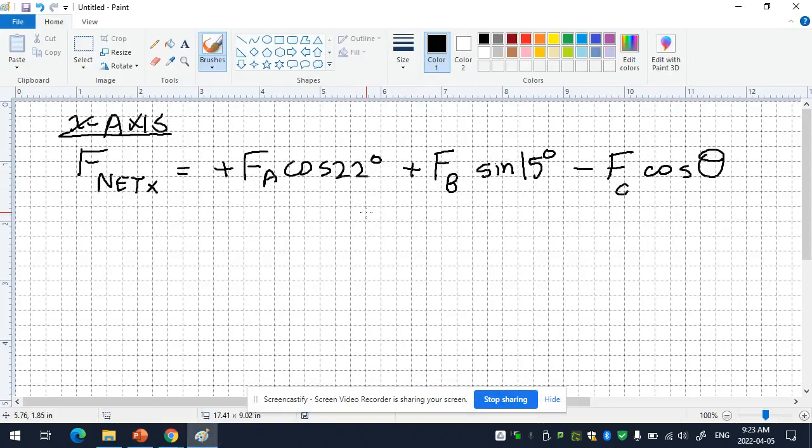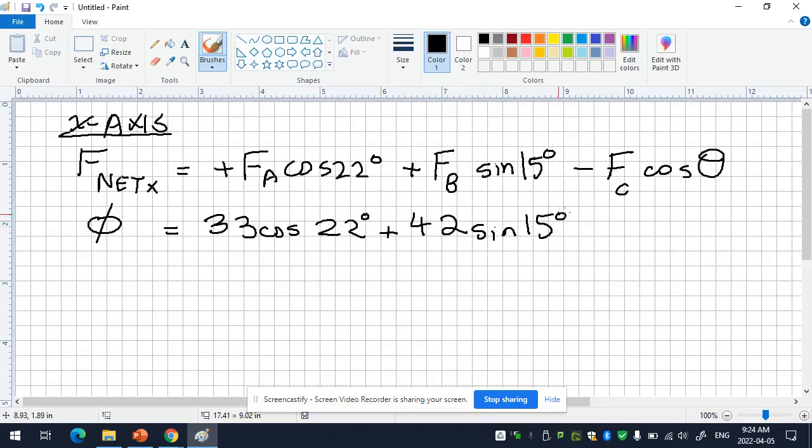How much is F net on the whole thing? The whole problem has how much F net? 0, which means it's 0 on the x and 0 on the y. Great. 0 equals FA. How much is FA? Magnitude, 33. 33 cosine of 22. Come on, just copy with me. Plus, how much is FB? 42 sine of 15. Thank you. Minus FC cosine of theta.